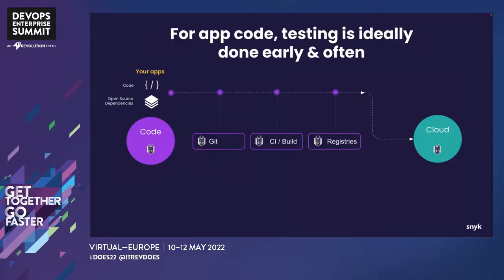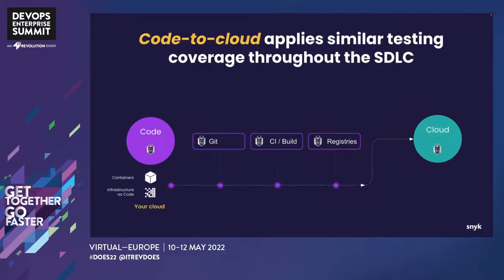for making this happen. We have the code and we test it in our developer's IDE. We test it again when it's in the code repos. We test it as it goes through pipelines. If there are artifacts that are created, they can be tested wherever they're stored. And then finally, we can test our apps as they're running in the cloud. Again, none of that is new to the world of applications.